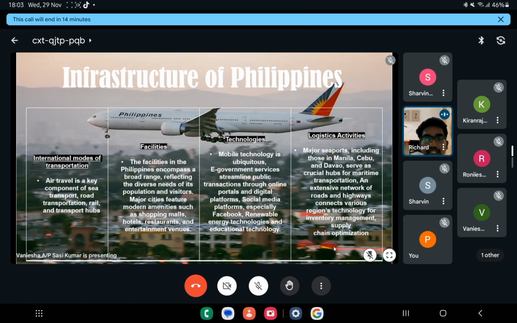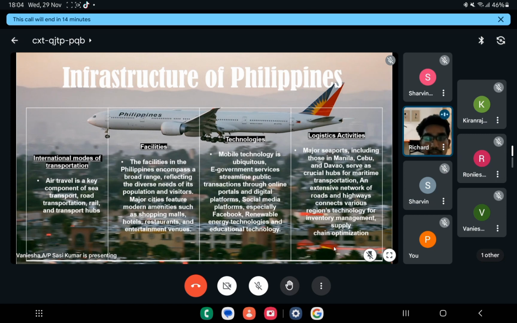The next one is rail transportation. Rail transportation in the Philippines includes services provided by three rapid transit lines and one commuter rail line. The first one is Manila Light Rail Transit System. The second one, Manila Metro Rail Transit System, and the third one is PNR Metro South Commuter Line. Going to the next one, transport hubs. Ninoy Aquino International Airport in Manila serves as the primary transport hub in the Philippines, connecting the archipelagic nation to international destinations and facilitating domestic air travel.